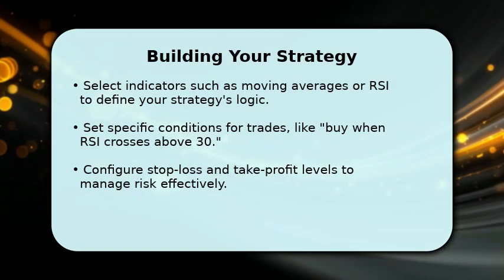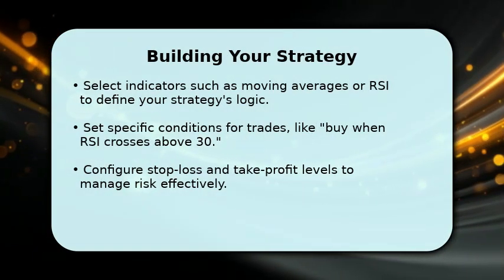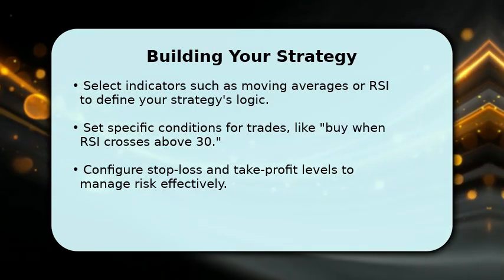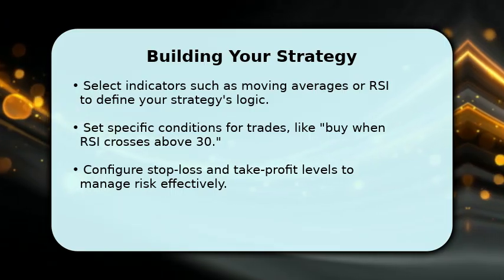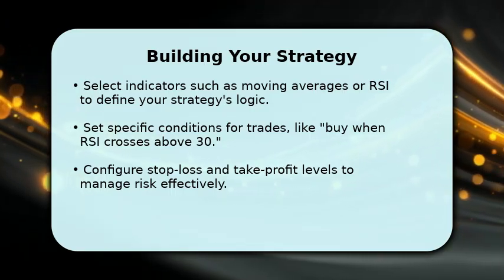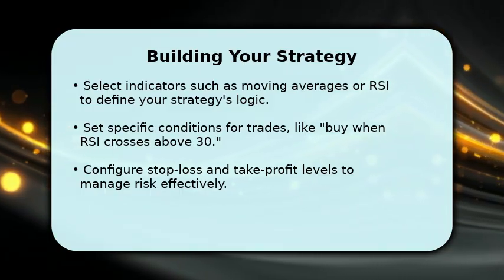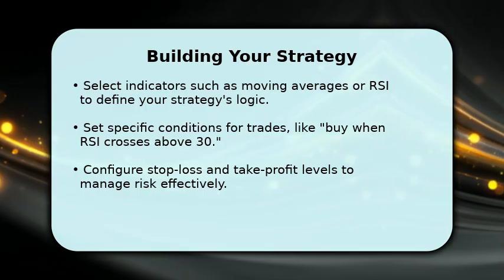Now let's build a strategy. Choose your preferred indicators from the extensive list available. For example, you might select a simple moving average crossover. Then specify your entry and exit rules, such as buying when the fast moving average crosses above the slow one.